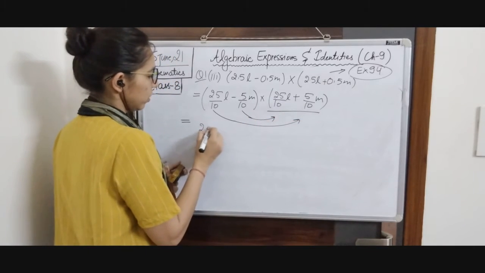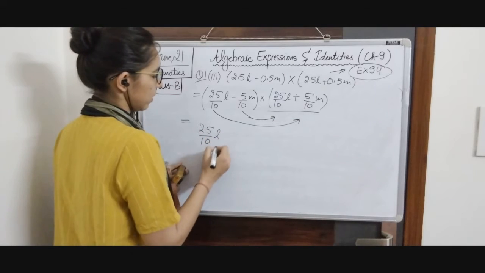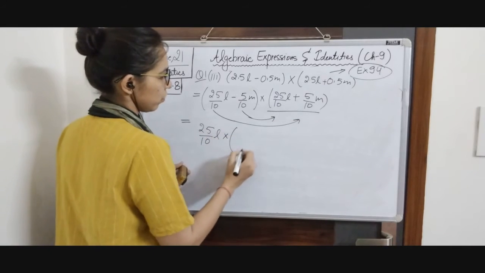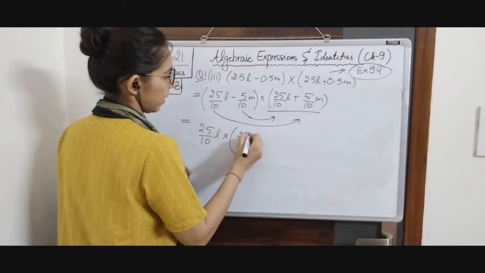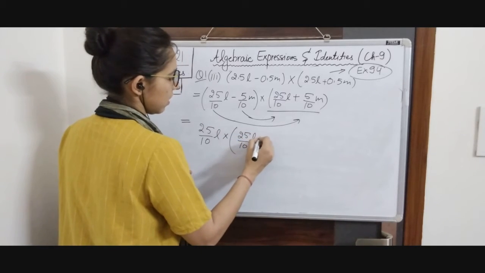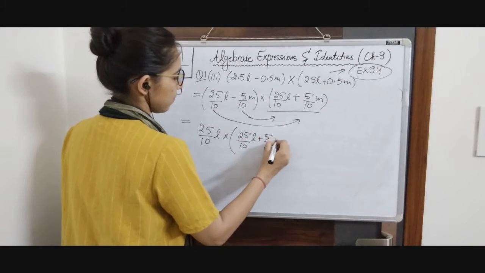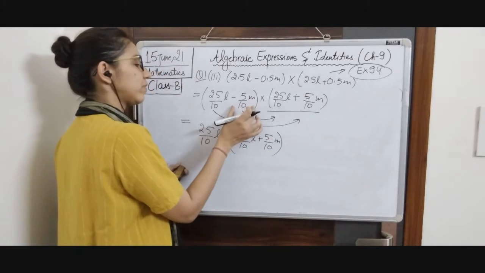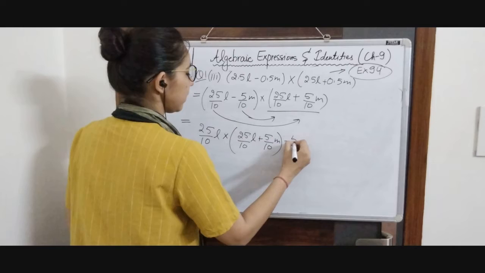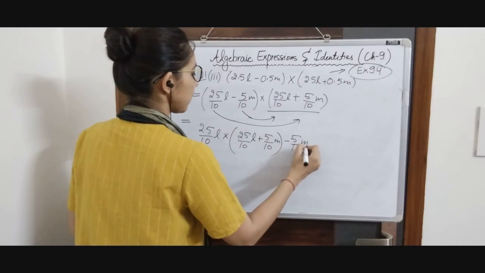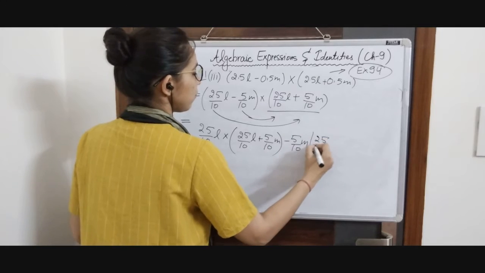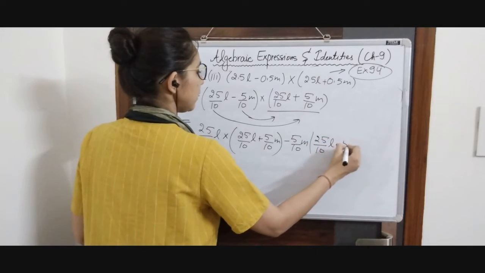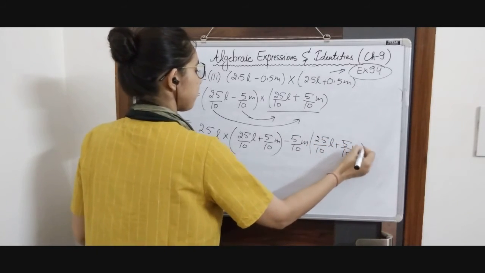It is going to be 25 by 10L into this whole, 25 by 10L plus 5 by 10M. Then they are going to pick the second term. It is minus 5 by 10M, which is going to be 25 by 10L plus 5 by 10M.